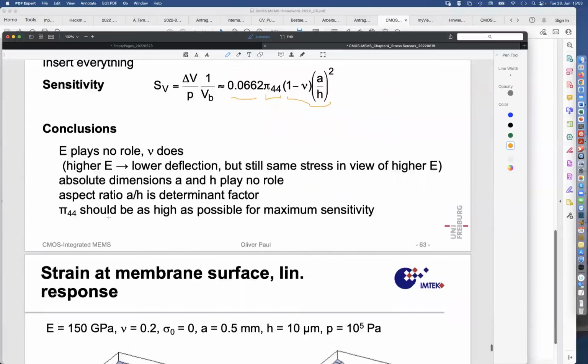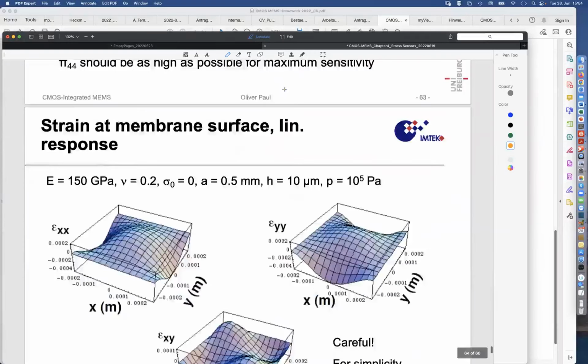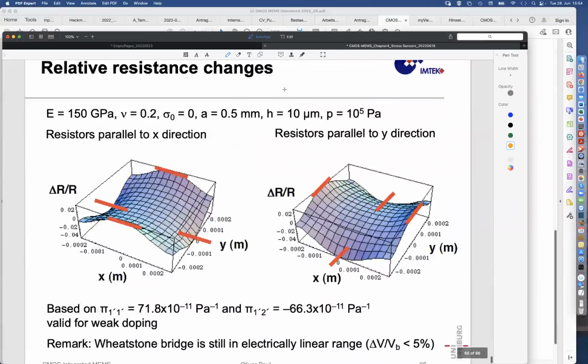Absolute pi and pi 4 should be as high as possible for maximum sensitivity. So this tells you that this P resistor use is certainly best, and that matches also the orientation of the membrane thanks to KOH etching. So everything concurs to an optimal sensor. Yeah, I think that was it here.